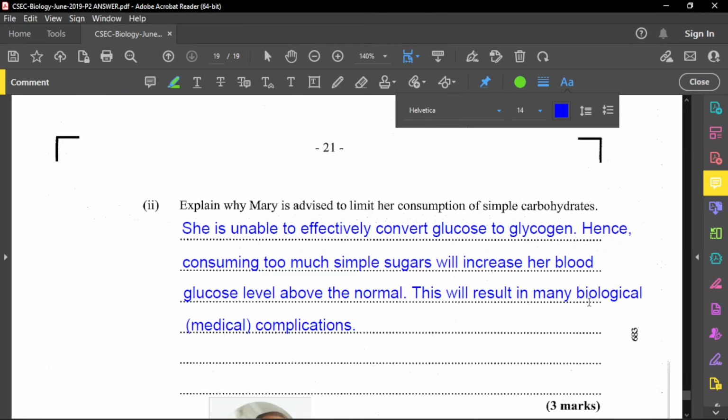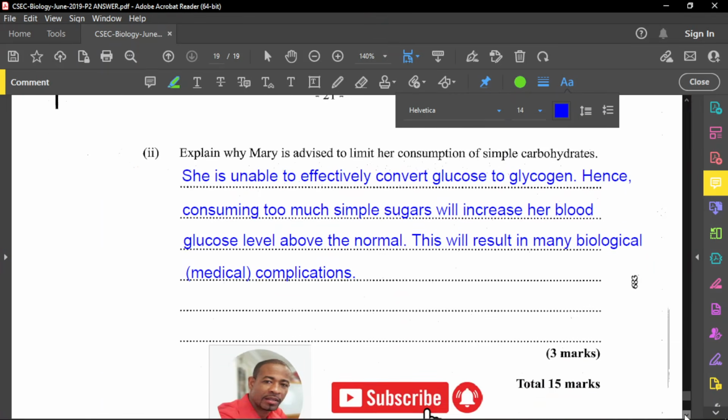And so this will result in many biological conditions or complications. So you don't want her to have many medical problems, such as feeling fatigued, drained, tired, sleepy. If she gets a cut. So there are many different effects of diabetes you can search on. So please read on diabetes, know the effects of diabetes and the symptoms of diabetes.